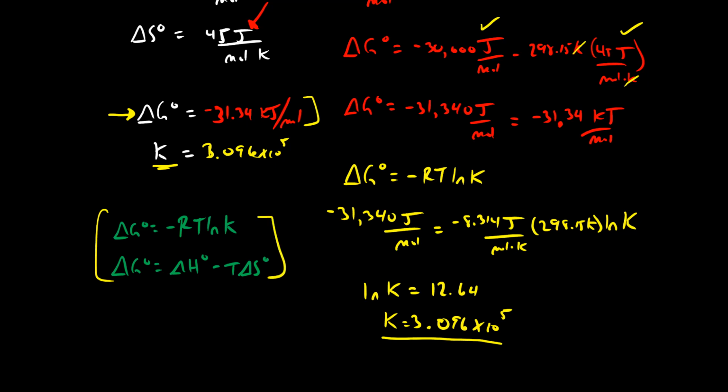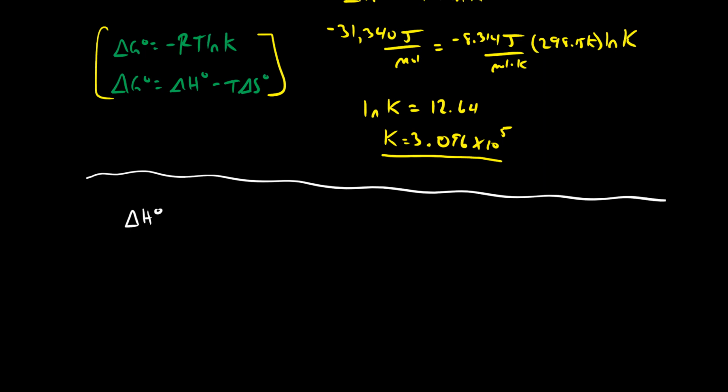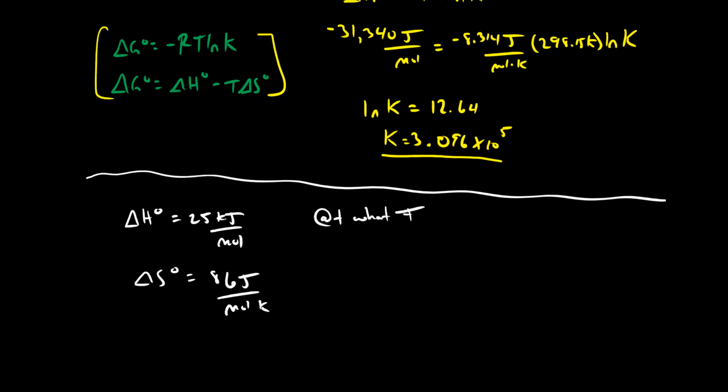All right, let's try another problem. So draw a line here. In this case, we're told that delta H naught equals 25 kilojoules per mole, and we know our delta S naught equals, let's say, 86 joules per mole Kelvin. Okay, and our goal is to figure out at what temperature will this reaction become non-spontaneous.